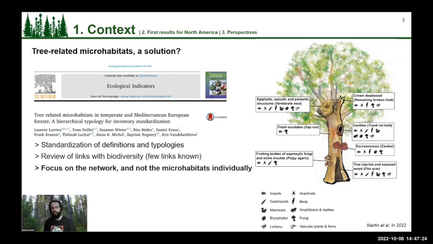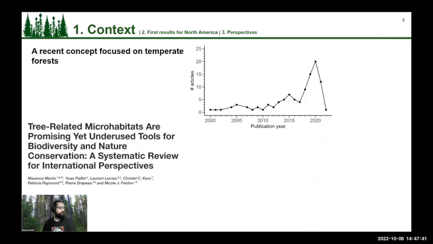But overall, what this paper shows is that before, we were mostly focused on studying tree-related microhabitats independently, for example, cavities. But now what is important is to have a broader vision of tree-related microhabitats as a network, completely a network at the scale of the forest.